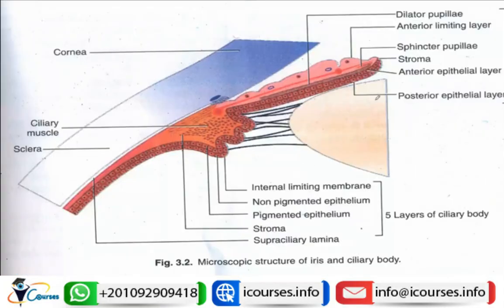Here is the section through the lens and the ciliary body. You can see the outer pigmented epithelium, which is toward the sclera, and the non-pigmented epithelium, which is on the inner side toward the posterior chamber. This non-pigmented epithelium is responsible for formation of the aqueous humor.